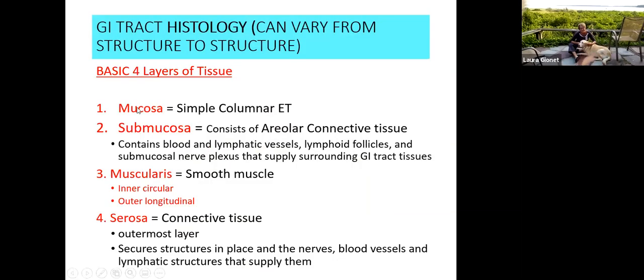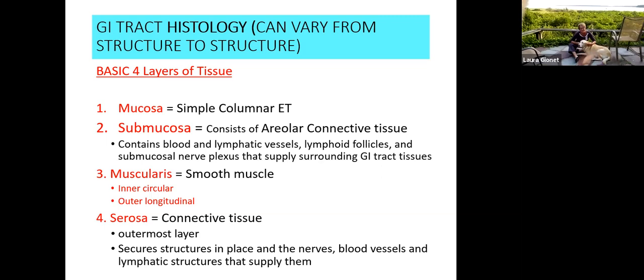Okay, so kind of like when we looked at the trachea, we have 4 layers of tissue. And these are the basic layers, but there are some modifications to these depending on the organ you're in. Especially when it comes to the stomach, we're going to have 3 layers of muscle, not just 2. But we have these 4 basic layers. The mucosa is where we find simple columnar epithelium.